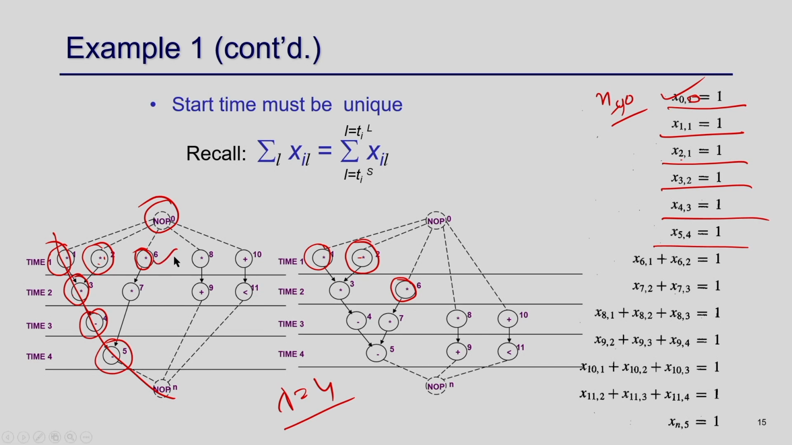It will be scheduled in time stamp 1 or time stamp 2. So either x61 is true or x62 is true. Operation 6 can schedule in time stamp 1 or in time stamp 2, but only one of them, which is why this plus this equals 1. Now take operation 9. It can schedule in 2, 3 or 4, so x92, x93 and x94 summation will be 1. It can schedule in only one time stamp, and this must be unique. This is well understood.